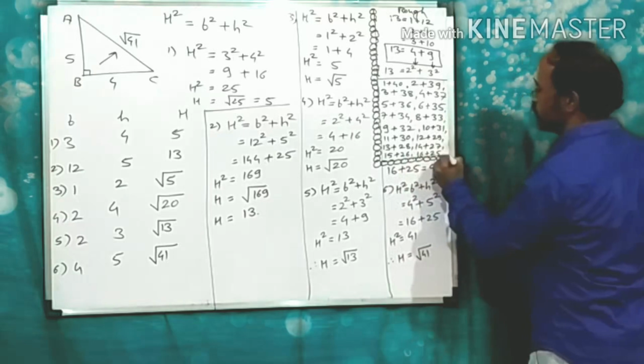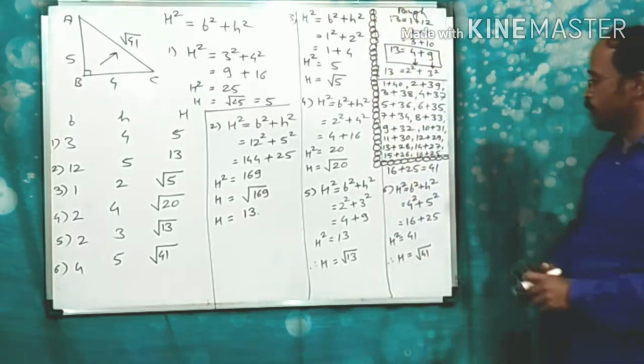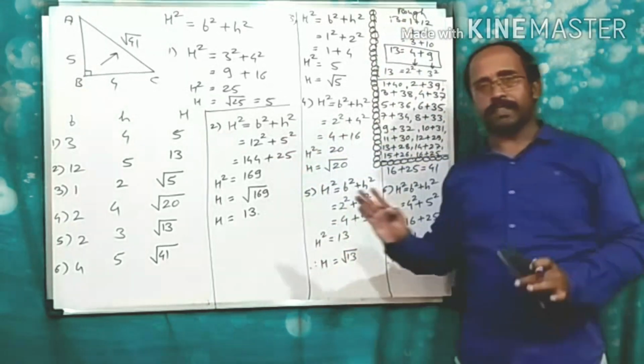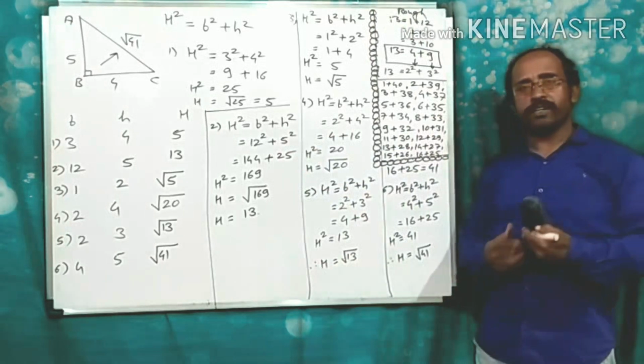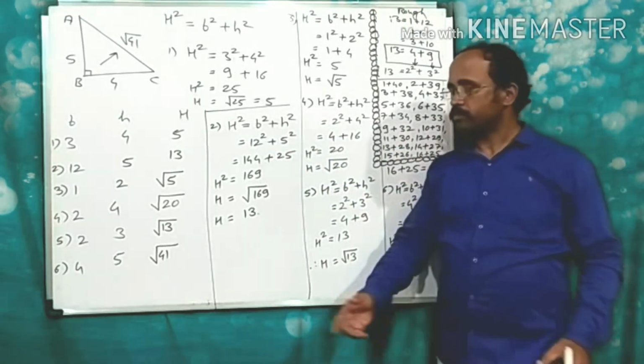Okay, students, so this much part is rough work. So we have learned 6 examples to find out various irrational numbers. Thank you, students.